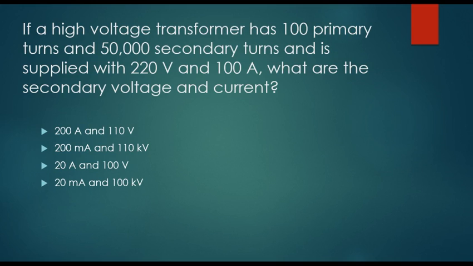But, okay, using a little bit of critical thinking, if we have 100 primary turns and 50,000 secondary turns, well, this is a step-up transformer. And what do we remember about a step-up transformer? It increases the voltage. Okay, so if I've got 220 volts, looking at my answer selections, well, right away I can get rid of A and C because those are actually a drop in voltage. So I know those can't work. So I'm left with B and D. So then what I have to do is figure out, okay, which of these has the correct amperage? And if I do my math, I'll figure out that it was B, 200 mA.